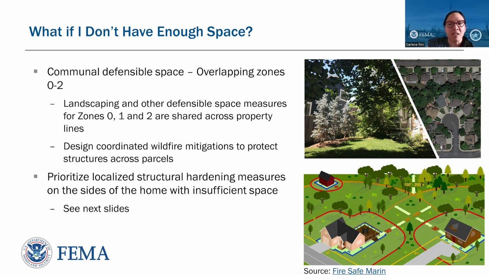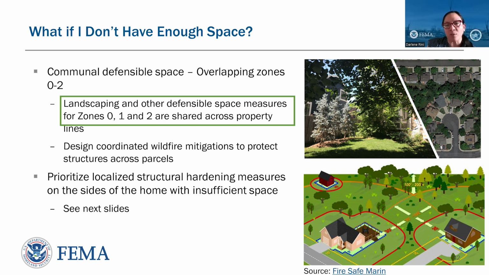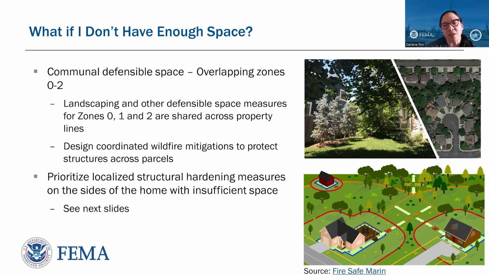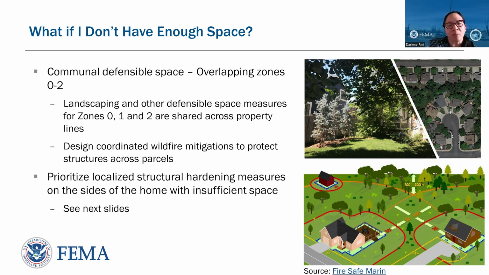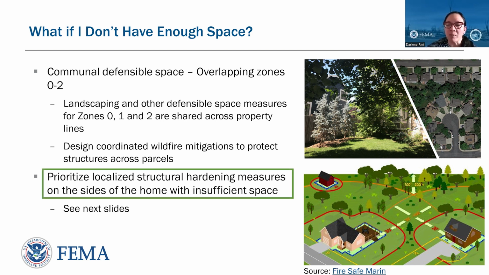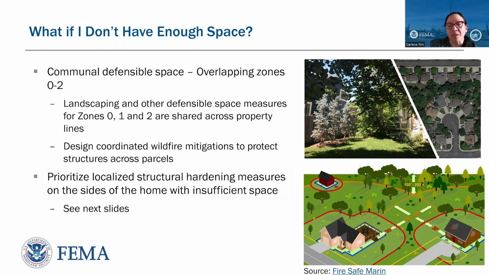And so what this means is that landscaping and other defensible space measures, particularly for zones 0, 1, and 2, are shared across property lines, and that the design of the vegetation and landscaping should be coordinated to help protect structures across all parcels. In addition to applying communal defensible space concepts, property owners that are in close proximity to other adjacent neighbors should also think about increasing structural hardening measures on the face of their property that directly abuts adjacent neighbors.